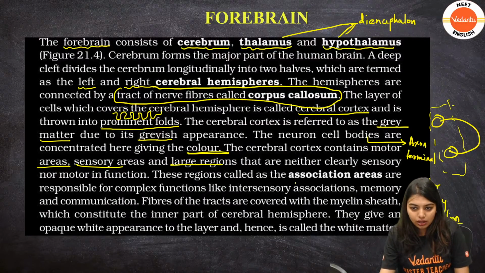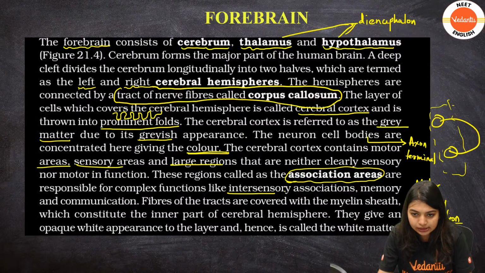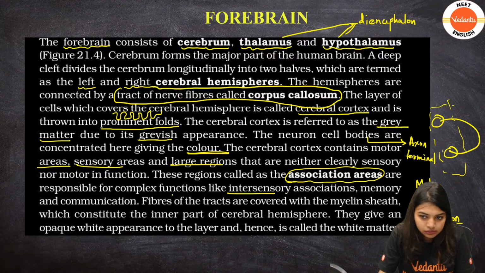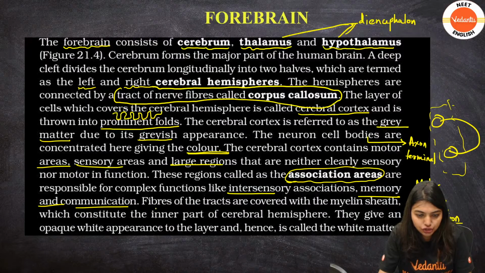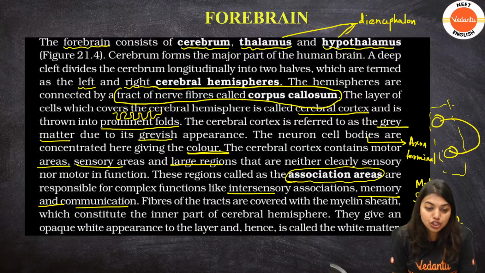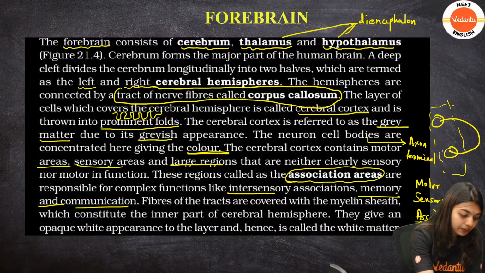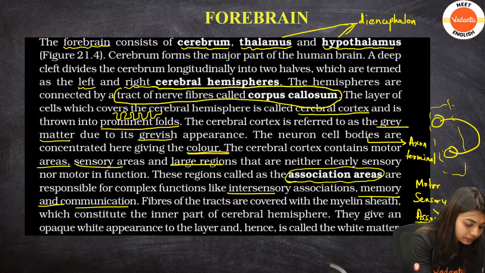Okay, now these regions are called association areas. This is what I was talking about. And they are responsible for a complex function like intersensory association, memory and communication. Fibers of tracts are covered with the help of myelin sheath, which constitute the inner part. Yes, clear? Okay.